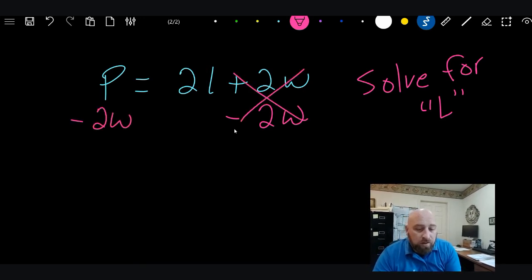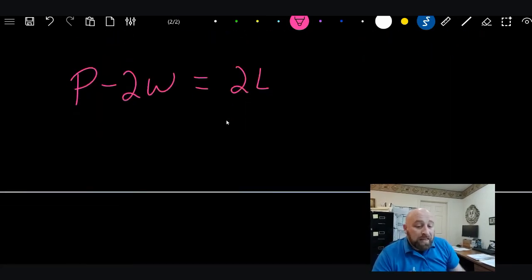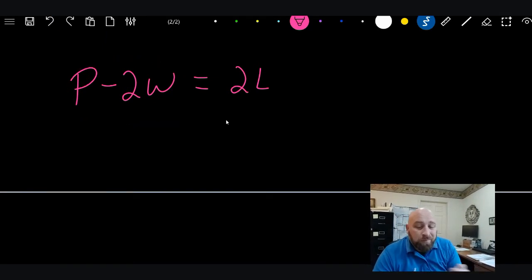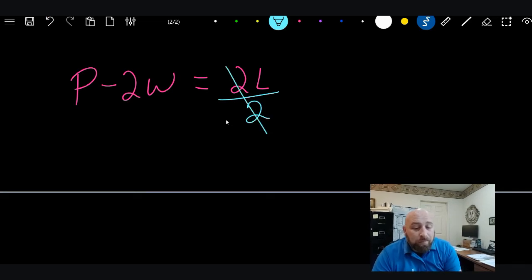Well, there's no way to do that over there. So what does that look like? Well, it looks like P minus 2W. That's what it looks like. Equals 2L. Because we can't subtract that. There's nothing to subtract over there because P doesn't have a value. None of this has values. It's all literal. It's all letters. Now, we want to get the L by itself, so we're going to divide that by 2. We're going to divide this by 2.